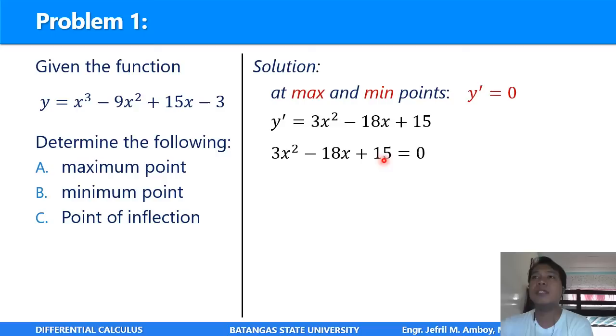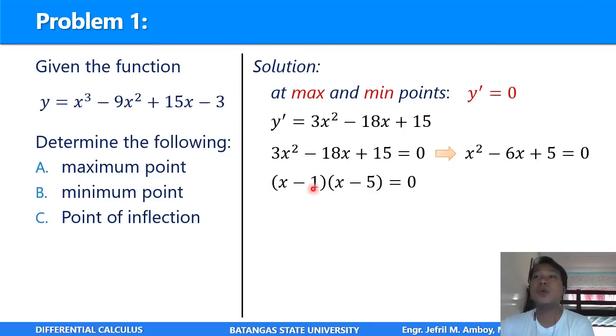So, all terms are divisible by 3. Right? So, let us simplify this expression first. Dividing both sides of this equation by 3, we get x squared minus 6x plus 5. No? At yan, yung simplified expression na ito, yan ang iyong ifa-factor ngayon. So, what are the factors of 5? Positive 5 that will give us a sum of negative 6. So, that will be negative 1 and negative 5. So, the factors are x minus 1 and x minus 5.